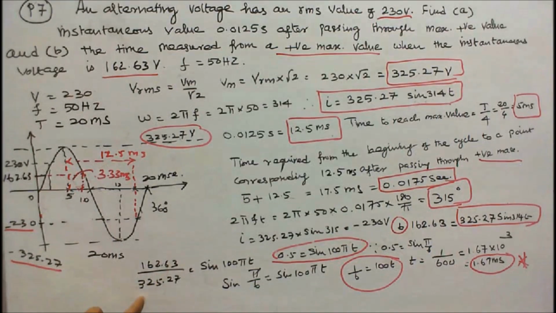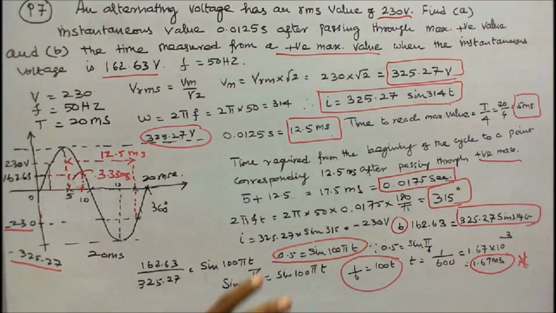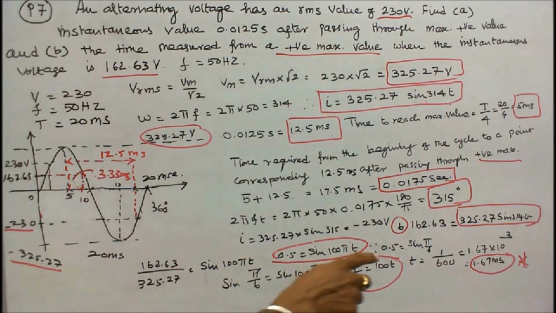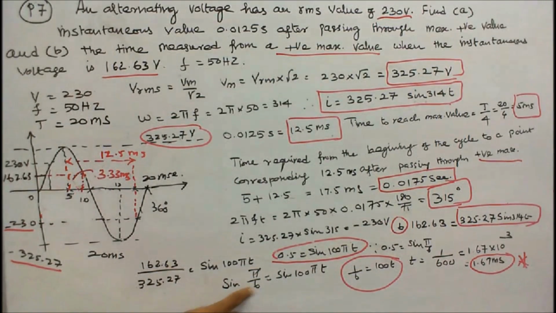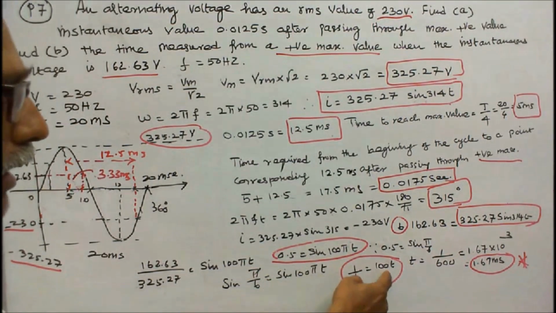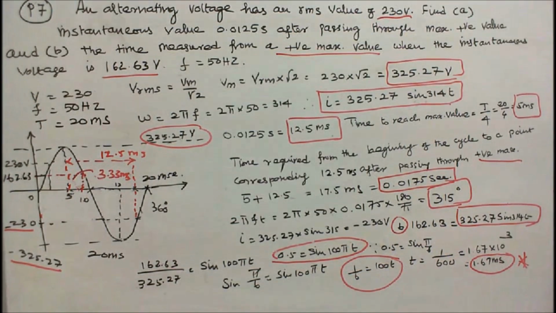162.63 divided by 325.27 is equal to 0.5. 0.5 is equal to sine pi by 6, that is equal to sine 30. Instead of writing 0.5, I can write sine pi by 6. Sine pi by 6 is equal to sine 100 pi t. I can find t. 1 by 6 is equal to 100 t. t is equal to 1 by 600, that is equal to 1.67 into 10 power minus 3, or 1.67 milliseconds.